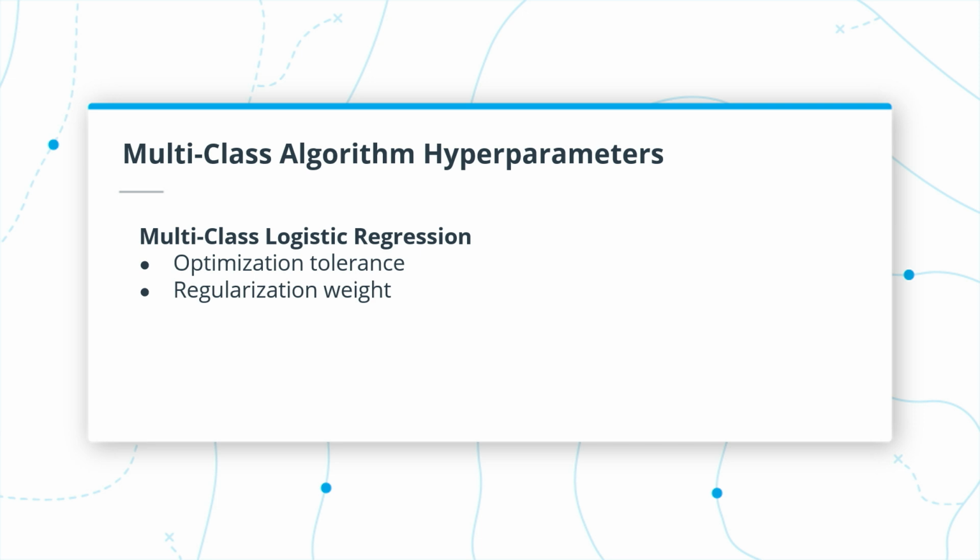Regularization is a method for preventing overfitting by penalizing models with extreme coefficient values. The regularization weight controls how much to penalize the models at each iteration.